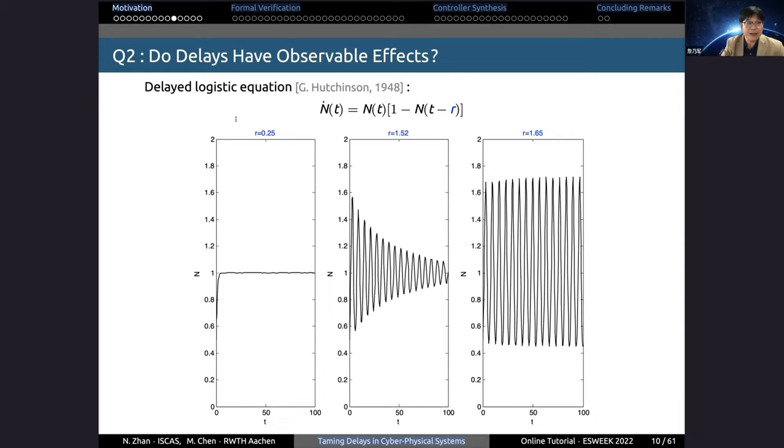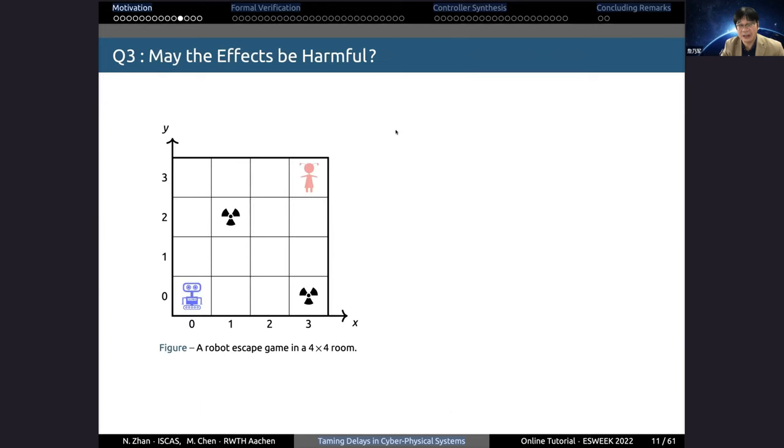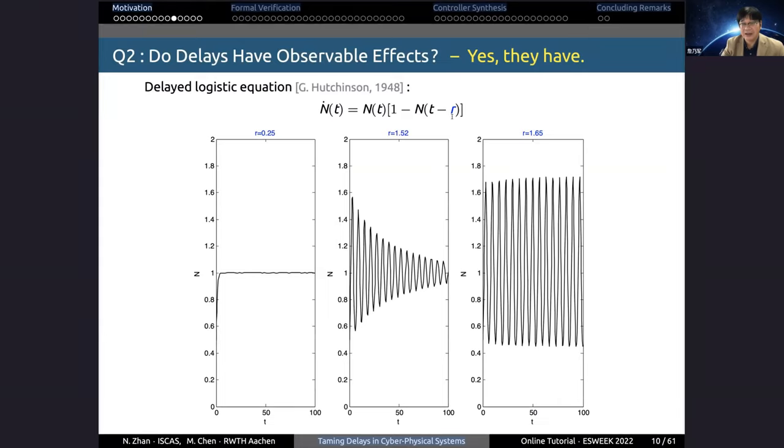We see another example. It's called the delay logistic equation, which was first proposed by Hutchinson, and is used to model the dynamic change of a population. Mathematically, the delay logistic equation is given here: N dot equals N(t) times (1 minus N(t minus r)). Here r stands for the time delay, N(t) stands for the current population, and N dot is the change rate of the population.